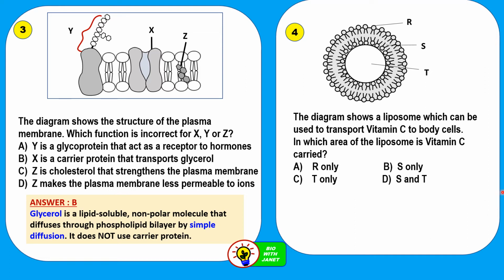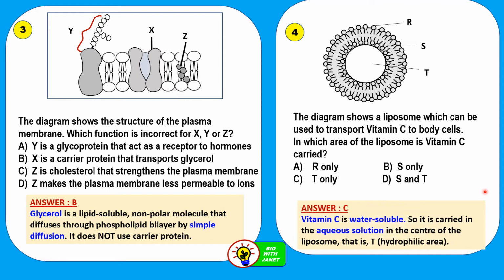Let's look at the answer. What is your answer? Now the answer is C, T only, in this area T. Because vitamin C is water soluble, it must be carried in the aqueous solution, which is found in the center of the liposome. That is area T, the hydrophilic area, the water loving area. Because vitamin C is water soluble, it will dissolve in the aqueous solution.